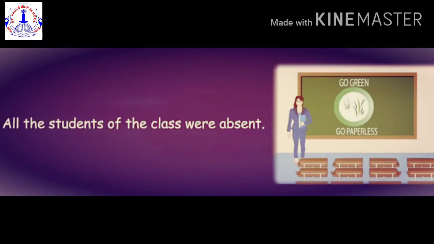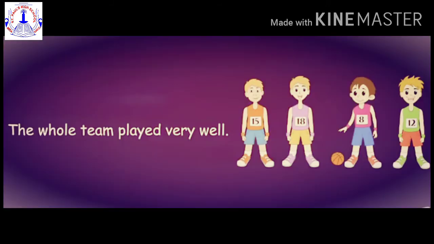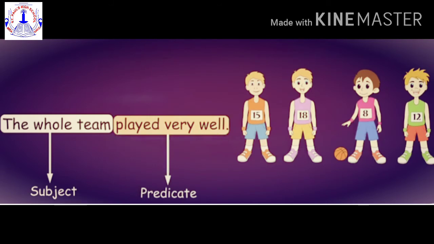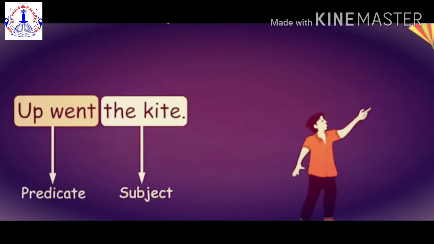First, all the students of the class were absent. Here, all the students of the class is the subject and were absent is the predicate. Second, the whole team played very well. Here, the whole team is the subject and played very well is the predicate. Third, up went the kite. Here, the kite is the subject and up went is the predicate.